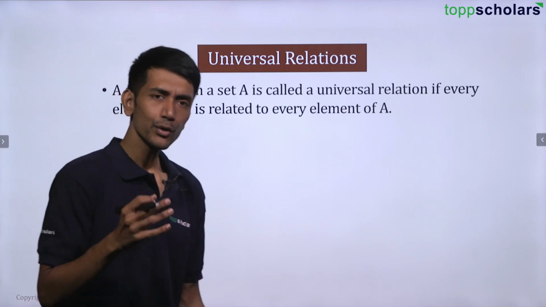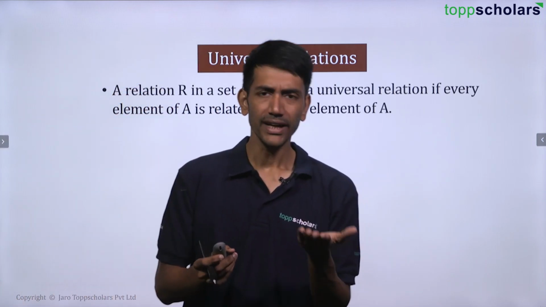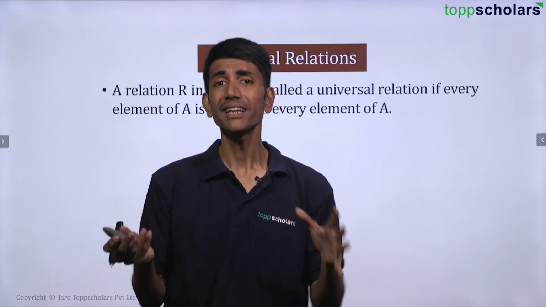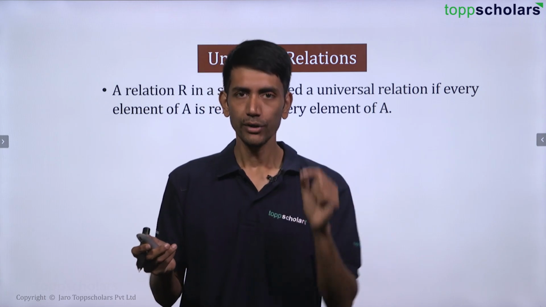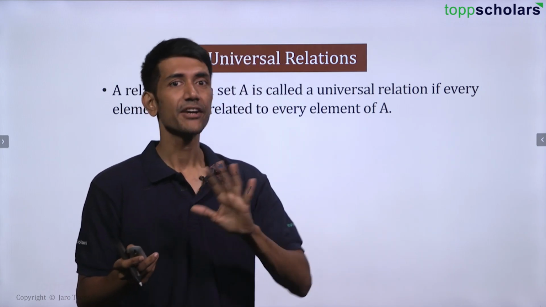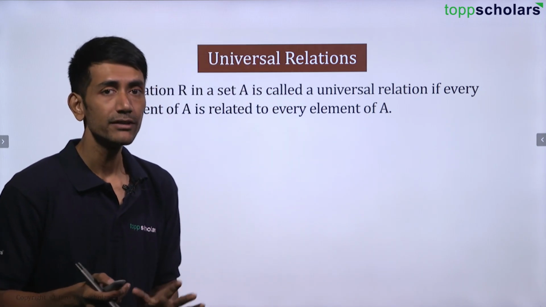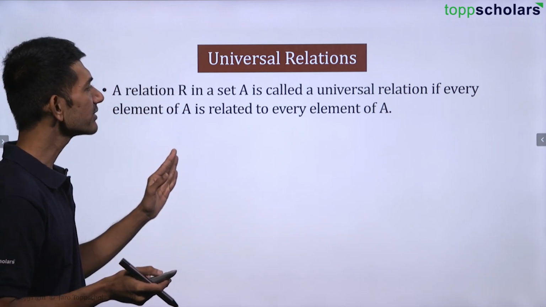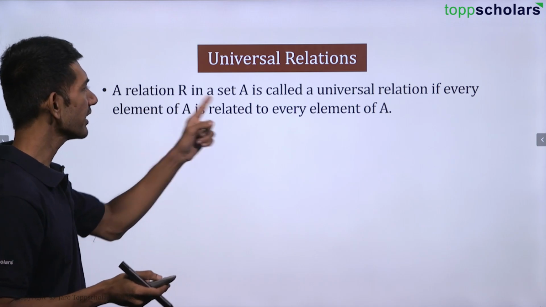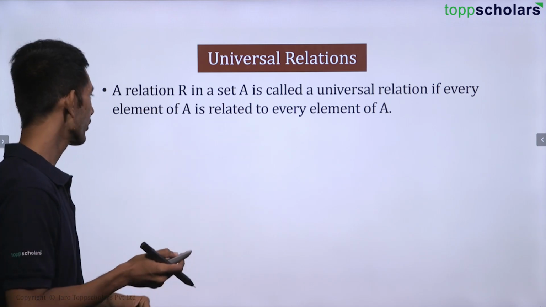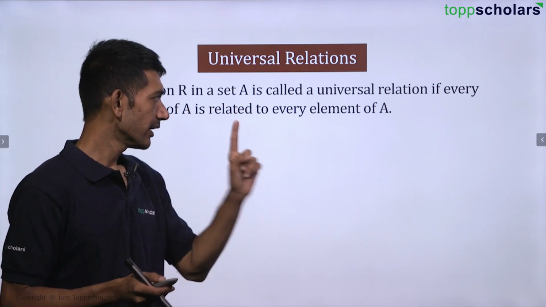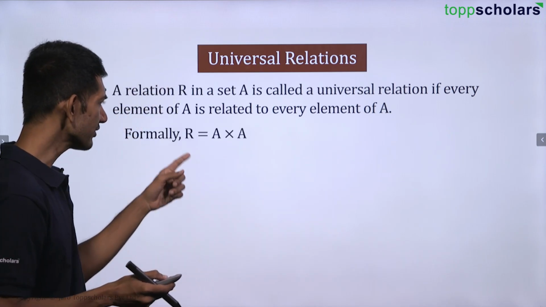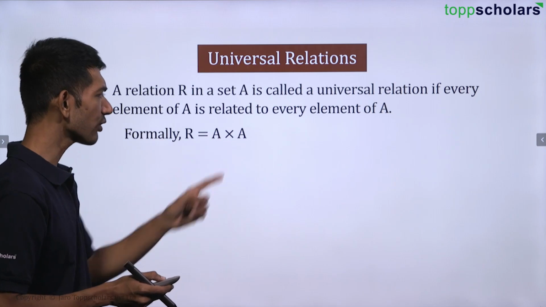Now let us talk about the new one, that is universal relation. Universal now means what? When the relation exists, firstly it should exist and it should be equal to all the elements of A cross B. So if the relation exists also and it is equal to all the elements of A cross B, then we can say that it is a universal relation. So a relation R in a set A is called a universal relation if every element of A is related to every element of A. So formally we write it like this: R is equal to A cross A.